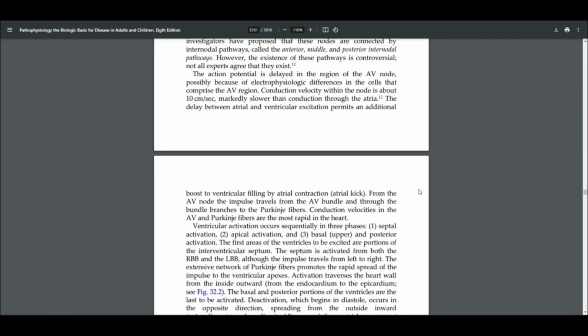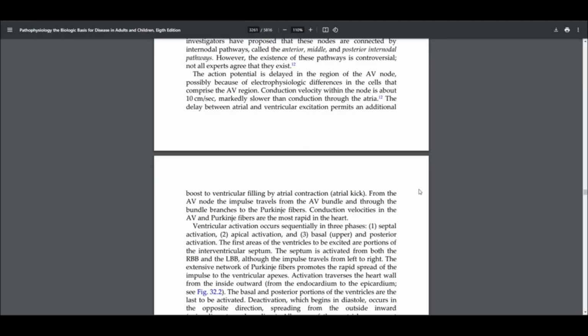So, there you have it. The action potential is delayed in the region of the AV node, possibly because of electrophysiologic differences in the cells that comprise the AV region. Conduction velocity within the node is about 10 centimeters per second, markedly slower than the conduction through the atria. The delay between atrial and ventricular excitation permits an additional boost to ventricular filling by atrial contraction, that atrial kick.